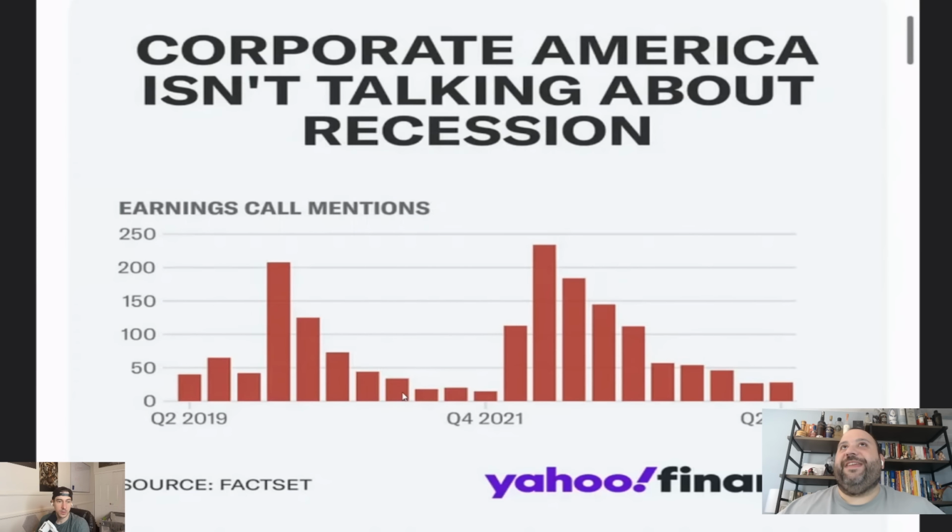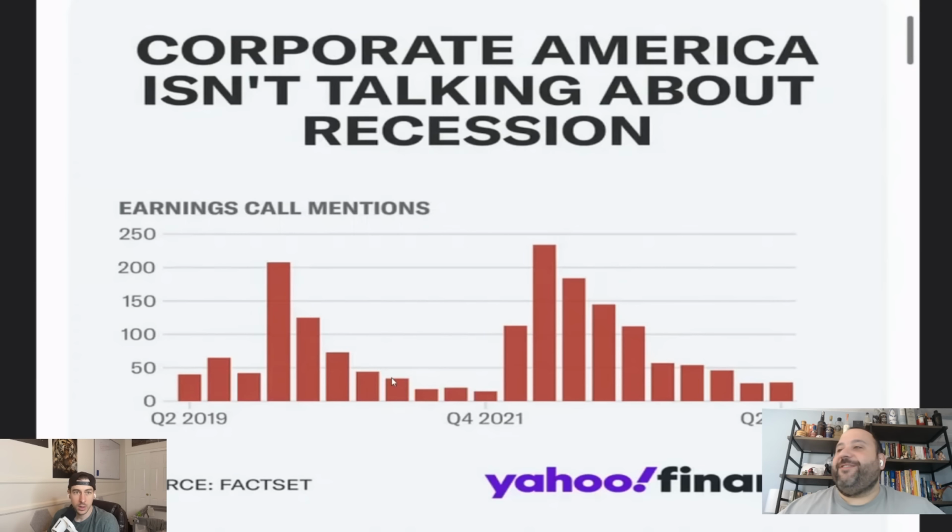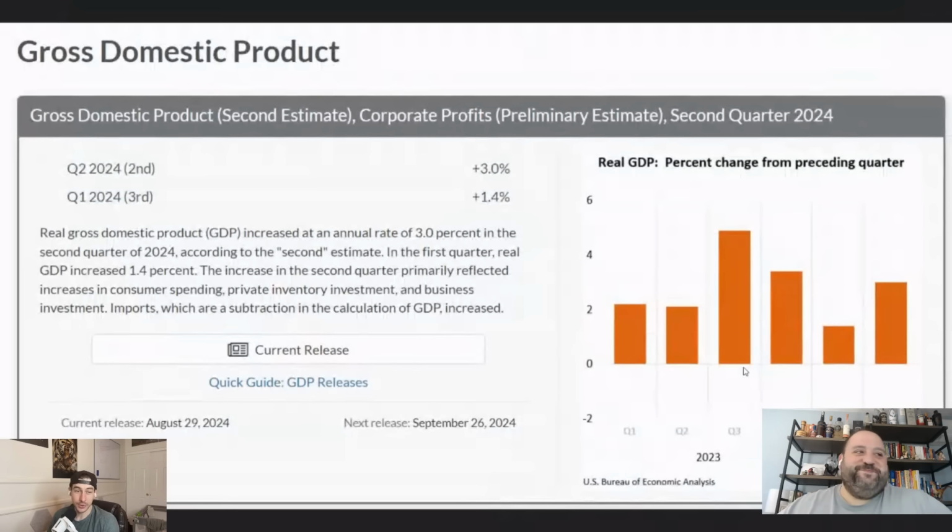This is another chart I wanted to highlight here. It looks at the number of mentions of the word recession on earnings calls. You see where we are. Just as you were saying, not only are people in our YouTube comments saying that it's not possible, the actual CEOs on these earnings calls are also saying, "What recession? We have no idea what you're talking about."